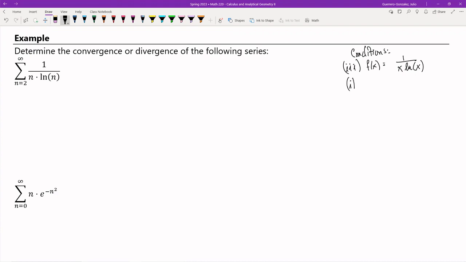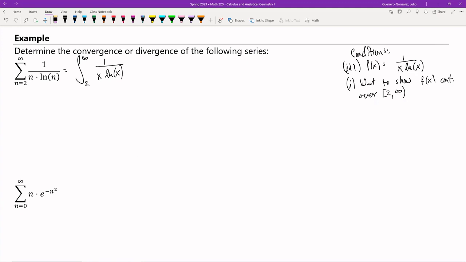First, is f of x continuous? The way that we're going to do that is this. Notice that the integral we need to take care of is going to be from 2 to infinity of 1 over x ln of x. So we want to show that f of x is continuous over 2 to infinity. We need to show that this function is continuous from 2 to infinity, which it is, and let me explain how. The only spots where it would be discontinuous are when x is equal to 0 and when x is equal to 1.